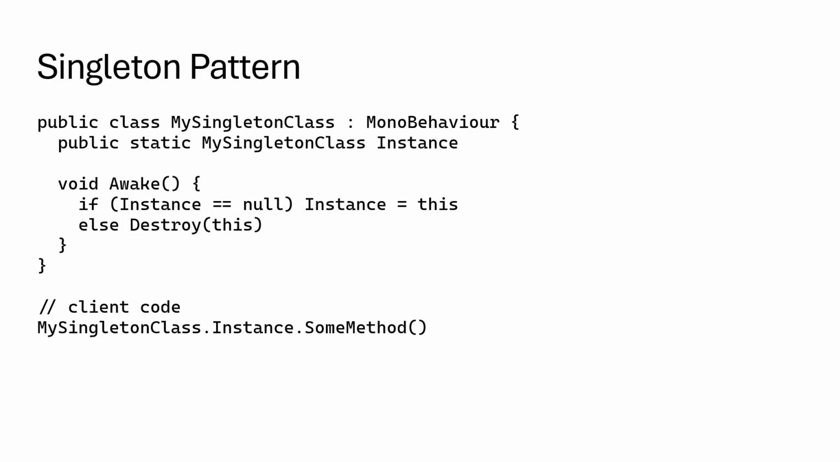Then anywhere else in your code base, whenever you need this instance of this singleton class, you just need to do MySingletonClass.Instance and you immediately have a reference to it. Any problems with this? Can you spot any kind of potential problem that this may cause in your code base if you don't use this with caution?